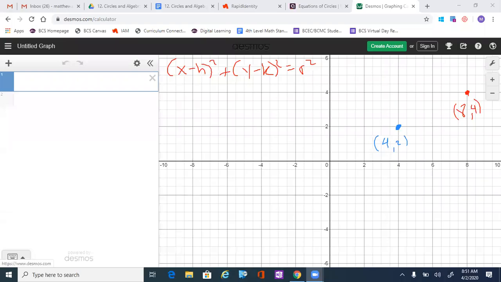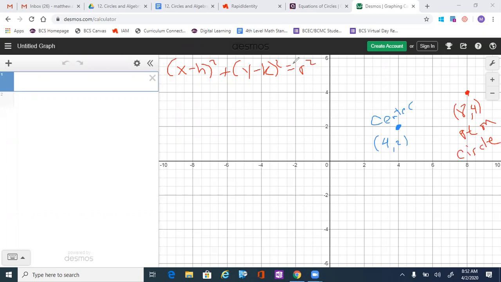All right, so what we're going to go ahead and do now is find the equation of a circle between 2 points. Right now I've got the point (4, 2), and this is going to be the center. And we have (8, 4), which is just a point on the circle.